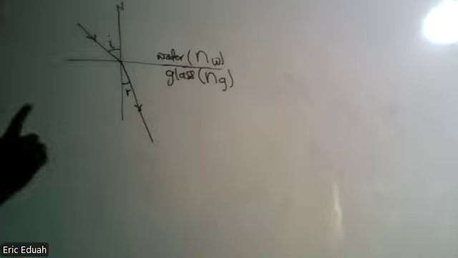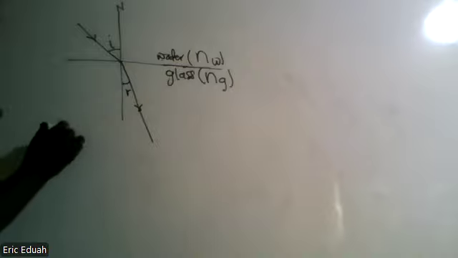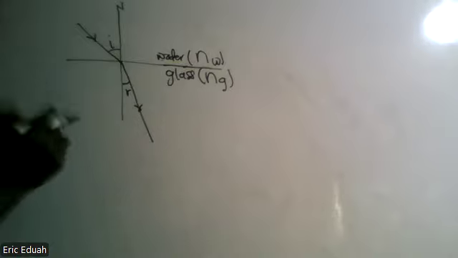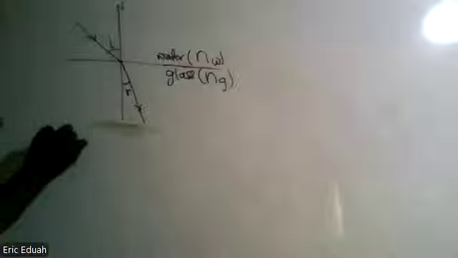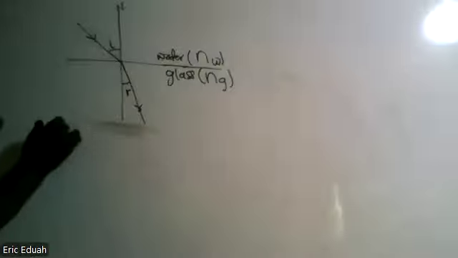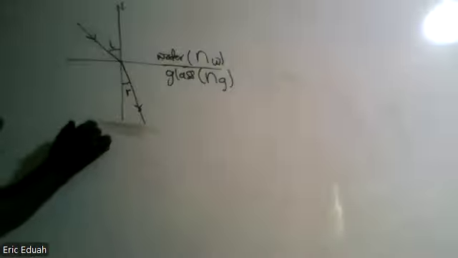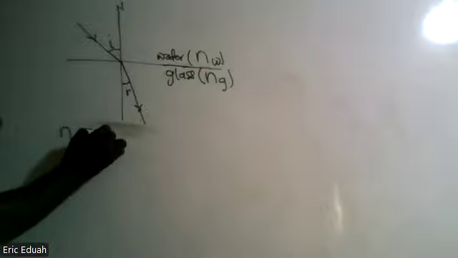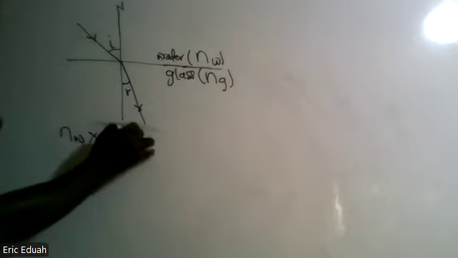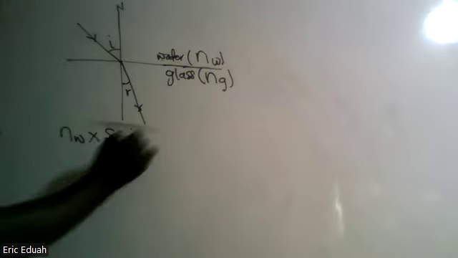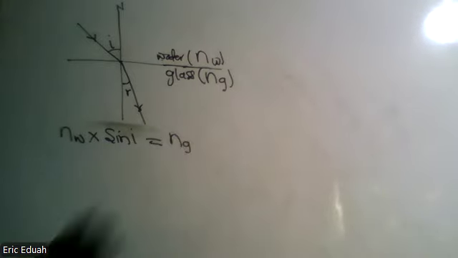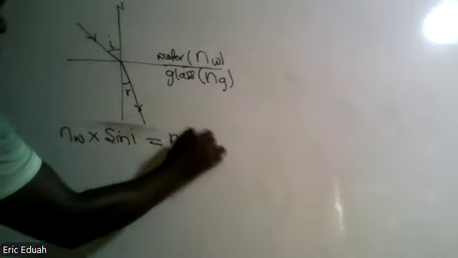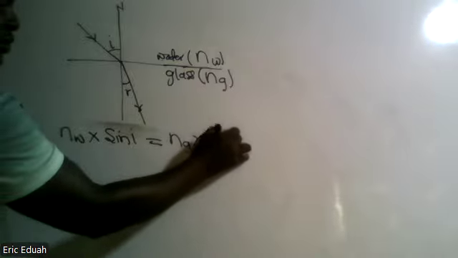So we saw that for a composite media, two materials joined together, the product of the refractive index of the first one and the sine of the angle of incidence must be equal to the product of the refractive index of the second one and the sine of the angle of refraction.